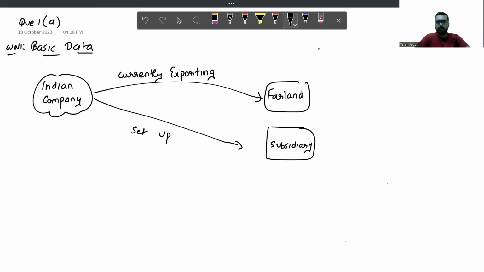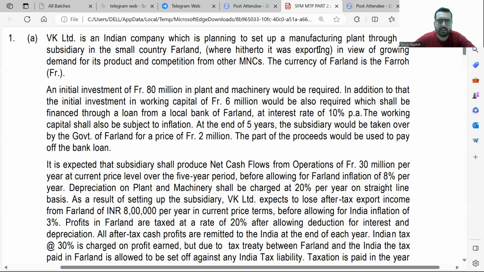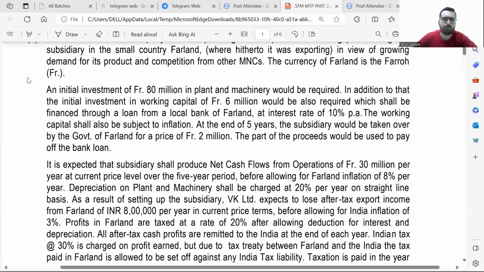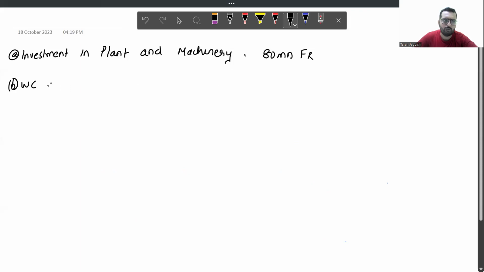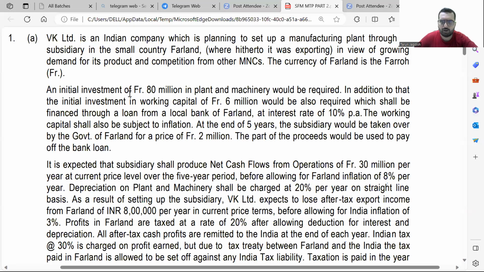All right. Can I go to the next page now? Okay. So the investment in plant and machinery is 80 million. In addition to that, the initial investment in working capital of FR 6 million would also be required, which shall be financed through a loan.